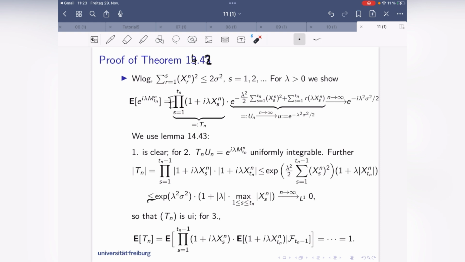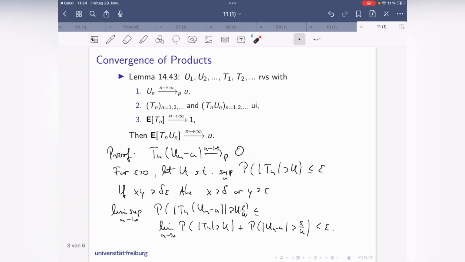And the other thing, I estimate by 1 plus lambda times the maximum. But by assumption, the maximum here converges to 0 in L1. So that also converges to 0. Tn is also uniformly integrable. And for the third property, I need that the expectation of Tn converges to 1 here.